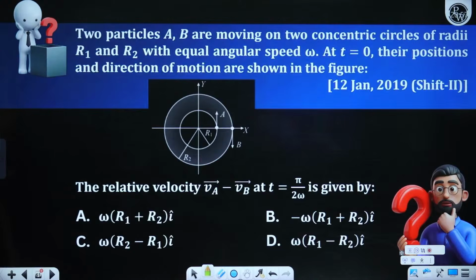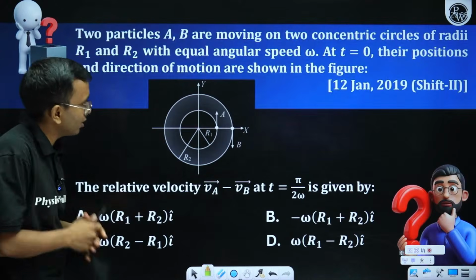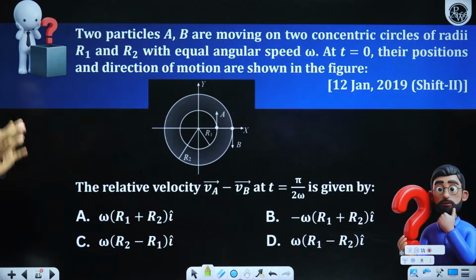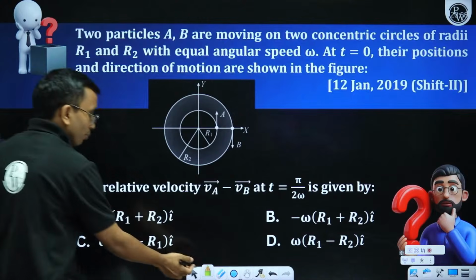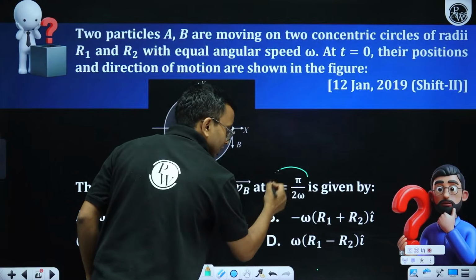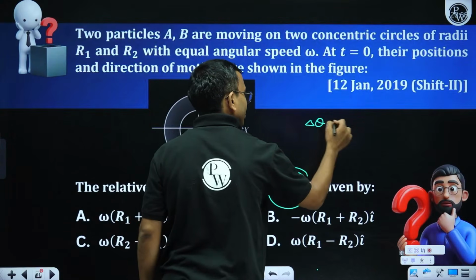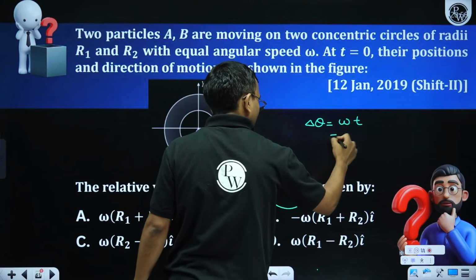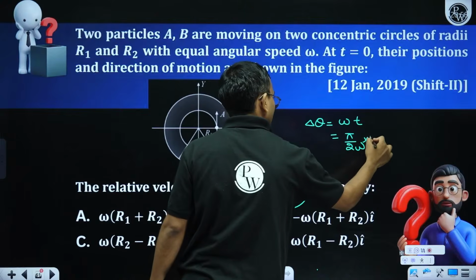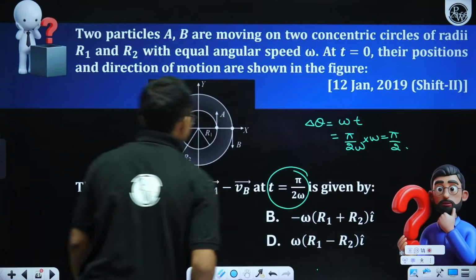Okay, this question. Two particles A and B are moving on two concentric circles of radii r1 and r2, with angular speed omega. At t equals 0, their positions and directions of motion are shown in the figure. They have the same angular speed omega. Find their relative velocity at t equals pi by 2 omega. In this time, how much angle will they rotate? Delta theta is equal to constant angular velocity omega into t. Pi by 2 omega into omega means they will rotate 90 degrees.